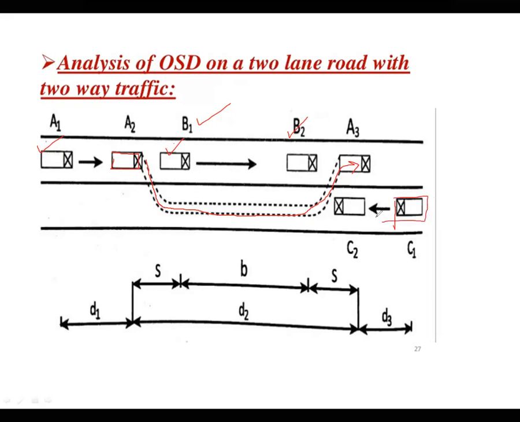Another thing is this: in the opposite direction, when the vehicle is at the position A2, the opposite direction vehicle C is at the position C1. But when it starts to move, it will reach the point C. So all the vehicles are moving, and the chances of a collision or accident are very high.